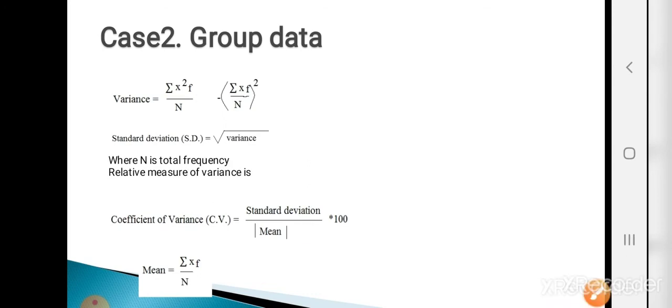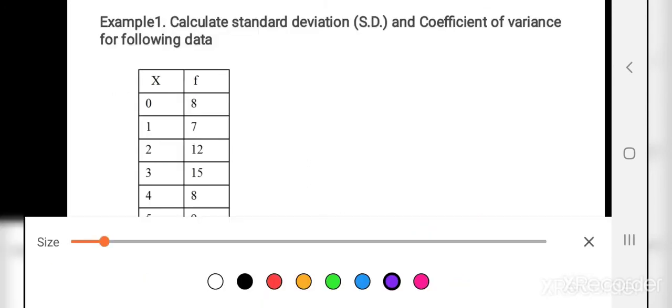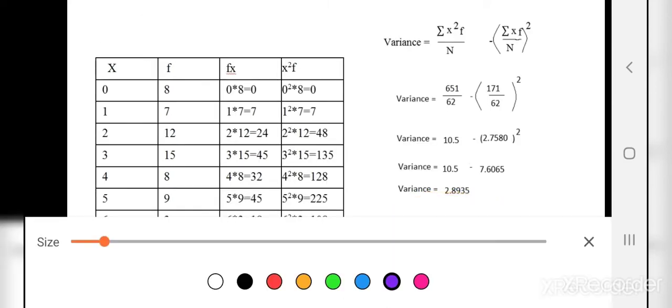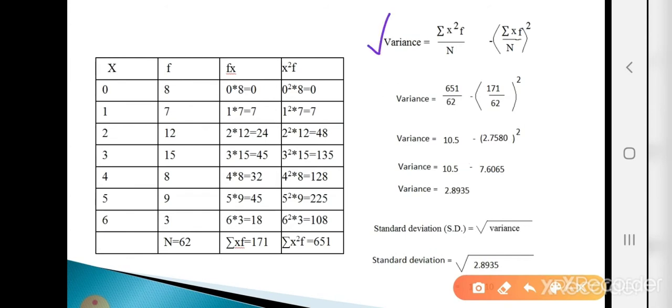Now see one example of group data. Here we are given the x along with their frequency, that means the given data is group data. So calculate standard deviation, variance and coefficient of variance for the following data. First calculate variance. The variance formula is summation x square into f divided by capital N minus summation x into f divided by capital N whole square, where capital N is total frequency.